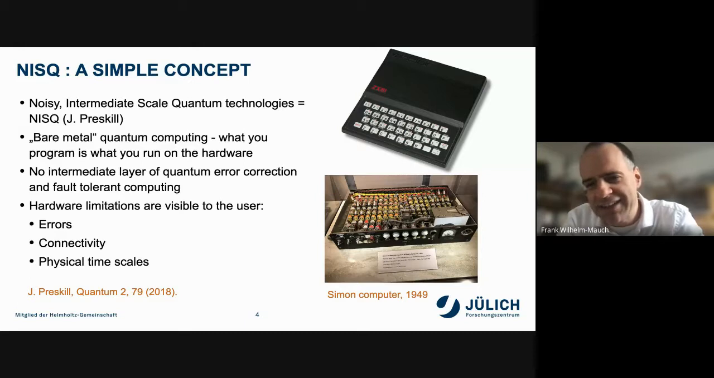But actually, this is probably even more advanced. Really, we are more at the stage of the Simon computer, which contains a bit over 50 relays, which is also the magic number for NISQ quantum computing, and where the hardware is really visible. So when trying to do something useful with this very simple hardware, it is quite visible what the hardware limitations are, even to the user.